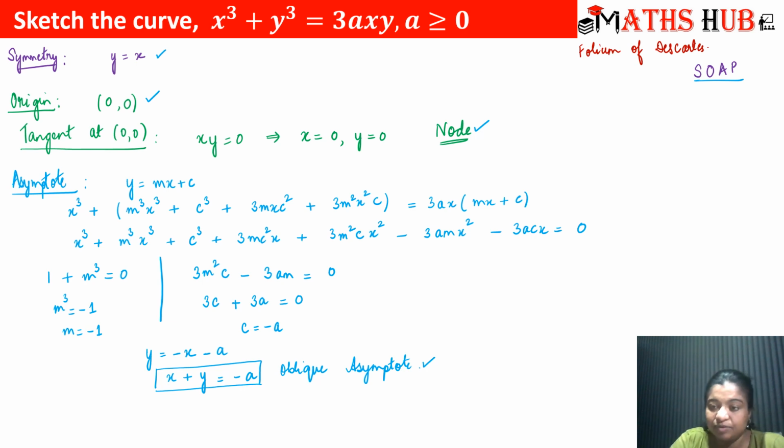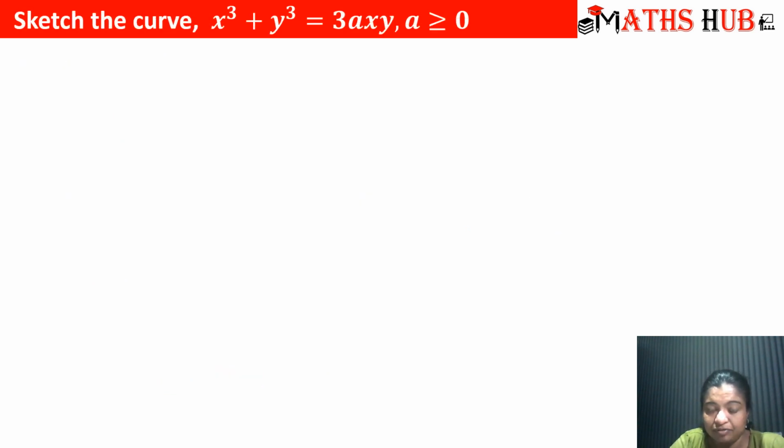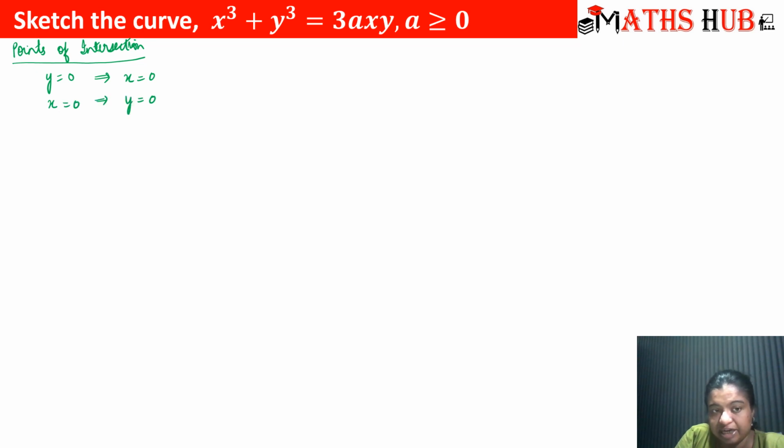Now let us try to cover P, points of intersection. So for points of intersection, what we can do is substitute y equal to 0 and check, do we get any point of x. So when we put y equal to 0, it will give us x equal to 0, right? And similarly, when we put x equal to 0, it will give us y equal to 0, right? So origin is the only point of intersection.